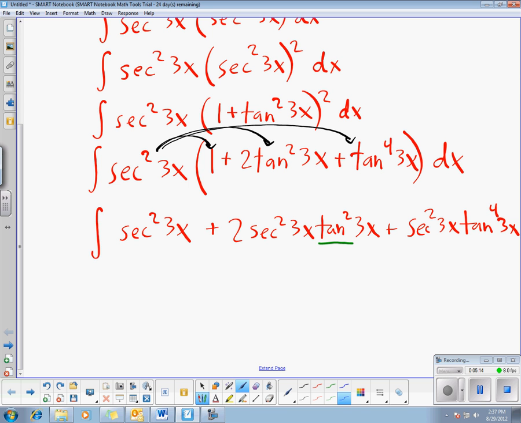Okay, in this case, my u is 3x, my du is 3 dx, and I've lost my dx's along the way, but I need a 3 dx to be there, so I'm going to need a 1/3 on the outside. And so my final result is going to be 1/3 tangent of 3x.